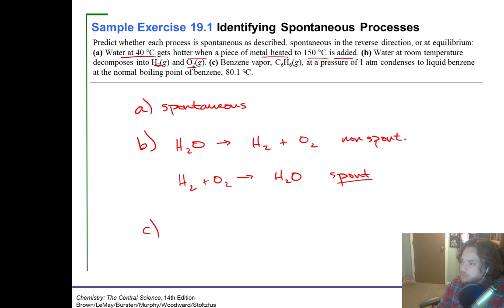And then the last one, benzene vapor, C6H6 at 1 atmosphere, condenses to a liquid at the normal boiling point of 80.1. Well, that would be a spontaneous process. Since they're at the normal boiling point, and normal means 1 atmosphere, that vapor will spontaneously condense back into the liquid phase.